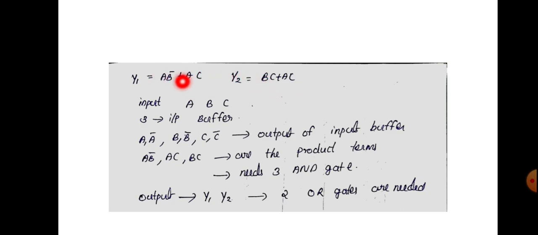Okay, so the number of inputs is 3, and the inputs are indicated by A, B, C. So the input to the buffer is A, B, C. So we need a 3 input buffer.